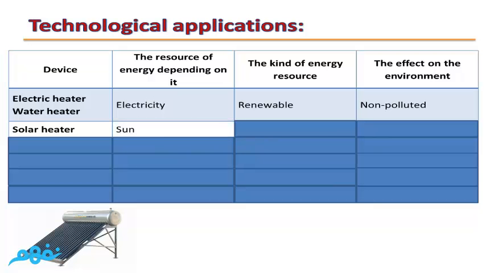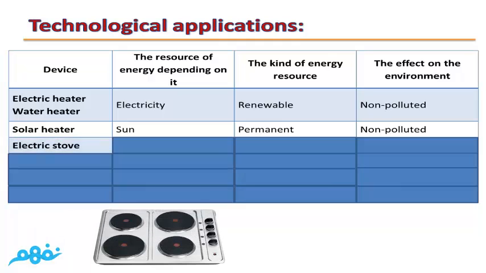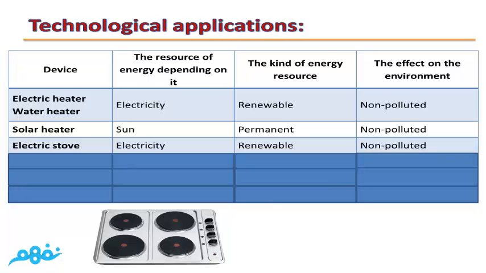Solar heater. A solar heater depends on the sun. The sun is a permanent source of energy. The sun doesn't pollute the environment, so the sun is non-polluting. Electric stove. It depends on electricity. Electricity is a renewable source of energy, and it also doesn't pollute the environment.